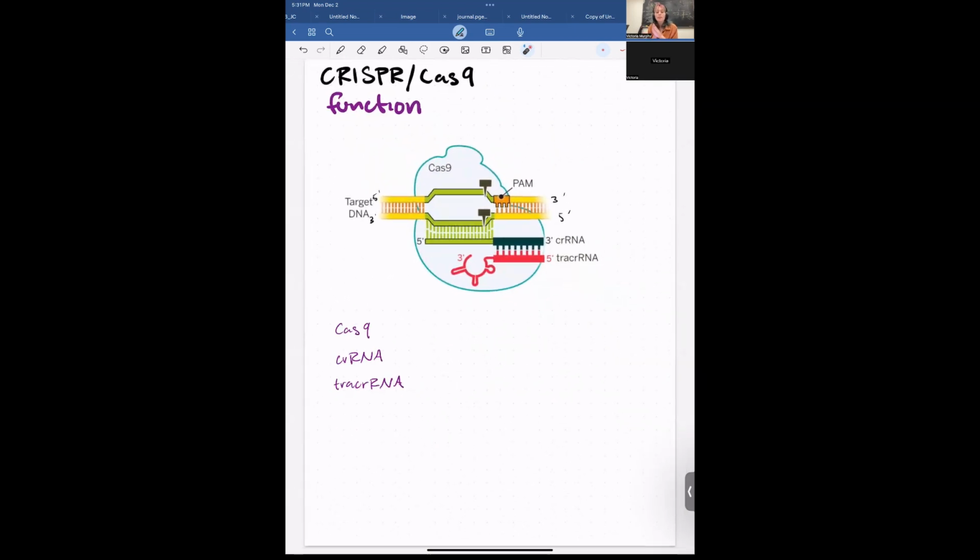Okay, so when designing an experiment to induce a specific change, you need to find a PAM that induces a cut closest to your desired insert site, and then design the CRISPR RNA 20 nucleotides upstream of the NGG PAM, and then finally design a repair template to induce your specific change.